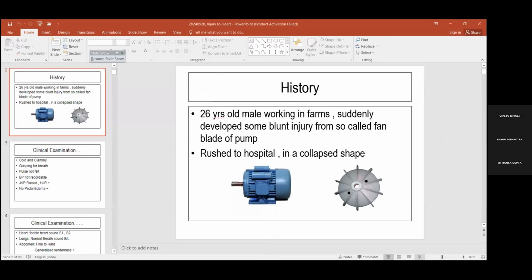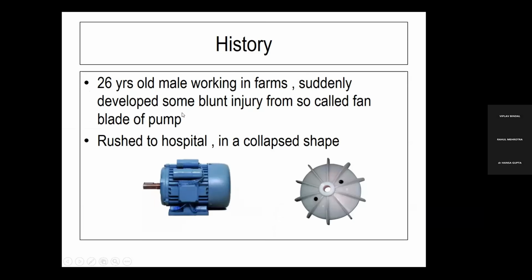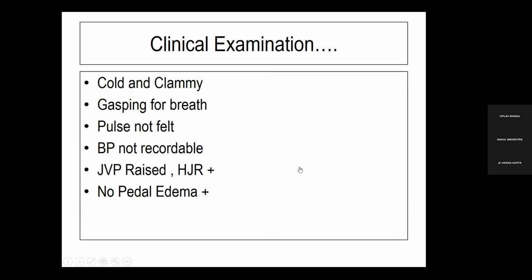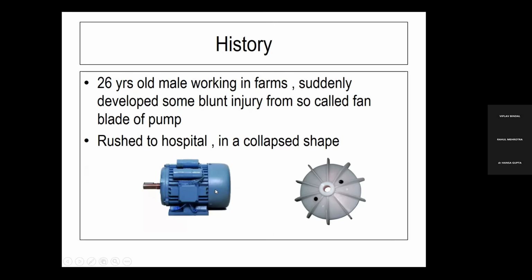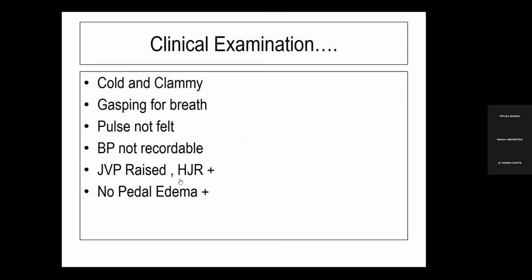A 28-year-old man working in the farm suddenly developed a blunt injury from a so-called fan blade of the pump. When we looked at what exactly we were dealing with, the patient had come to the hospital in collapse. This is what happened. There was no cover on this machine, and behind it is a fan attached behind the cover. The fan is screwed on with screws. They become a little loose, and it ran away when the motor started running, and it came and hit a person working in the farm.